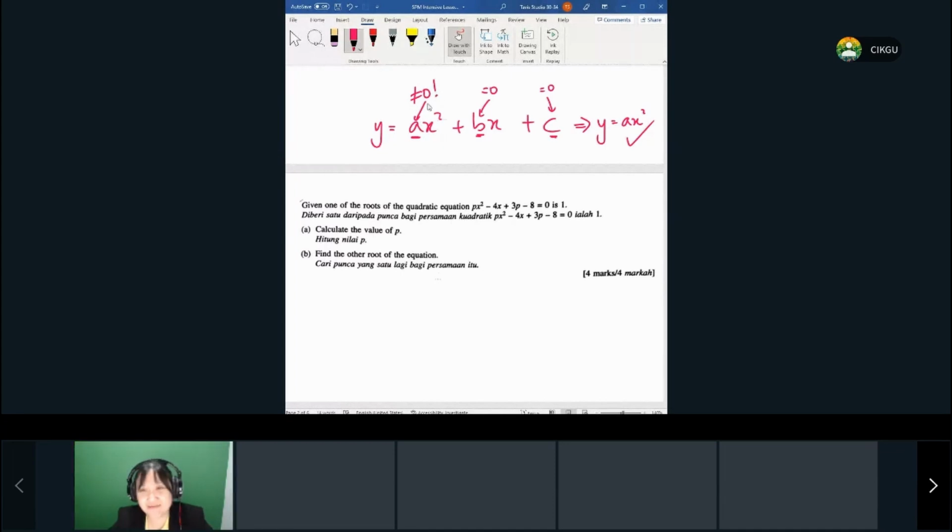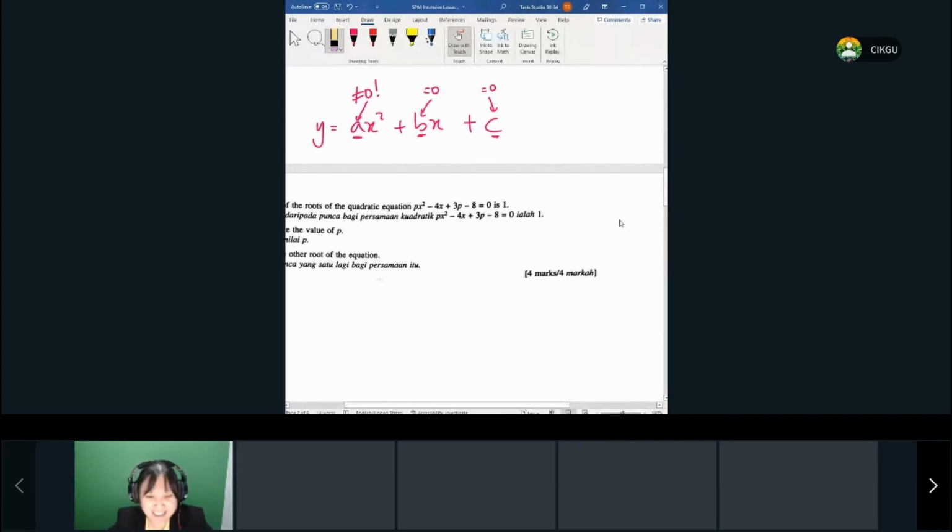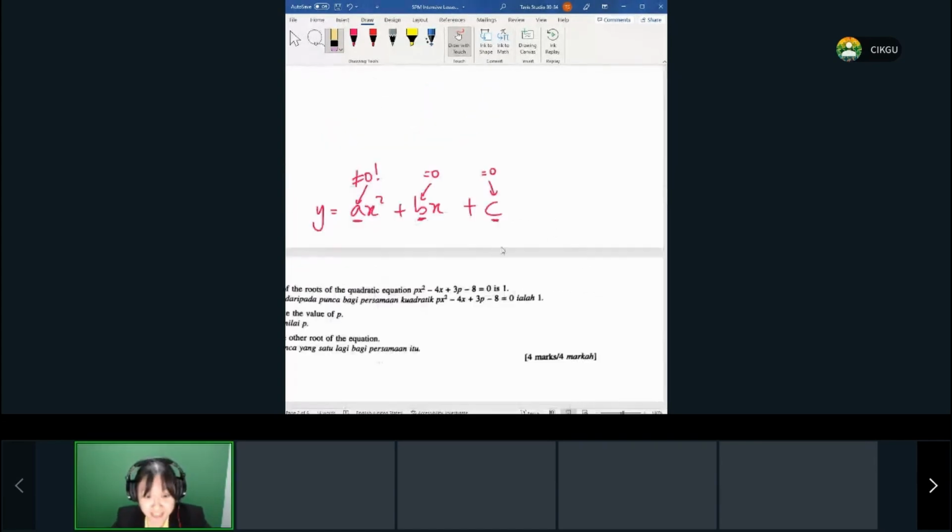Why can A not be zero? B and C can be zero, but why can A not be zero? What will happen if A becomes zero? Good. No curve. Why no curve? Good, yes, Jing Hao, good. But why no curve? You know lah. I like to ask why one.